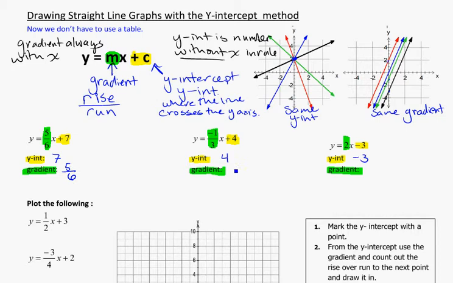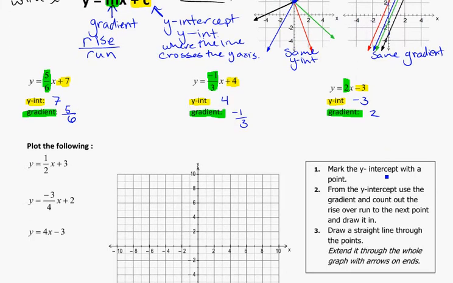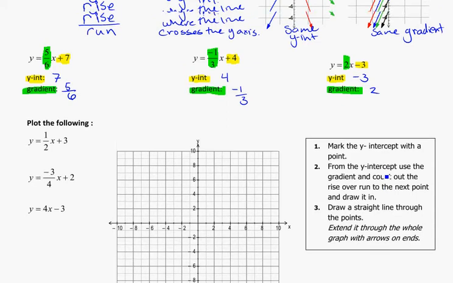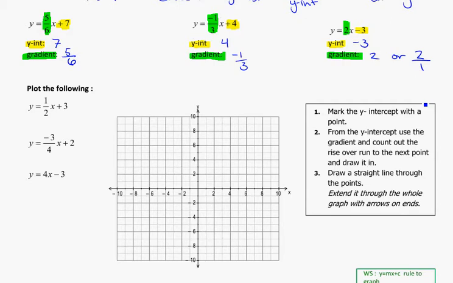You can leave it as a fraction, that's fantastic. -1/3, and in this case 2. Now we have a little trick that can work for us, and I'll show you later on how that is more helpful, but just so you're aware of it, if the gradient's a whole number like 2 or 4 or 7 or -3, and it's not a fraction, don't be afraid to write it as a fraction by putting it over 1, and that can help us plot it a little bit easier. So keep that in your mind. You can always put it over 1.